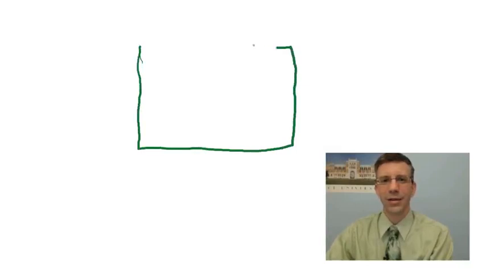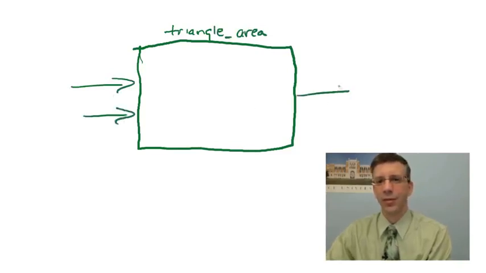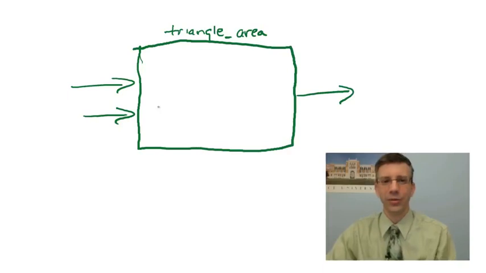Now, I want you to think of these functions as a box. And this box has a name. In this case, it's triangle area. And there are some number of inputs. In this case, there are 2 inputs, and some number of outputs, 0, 1. In this case, there's 1 output.